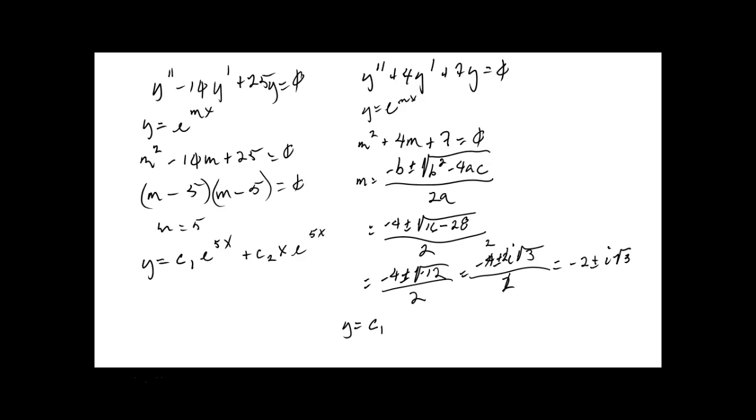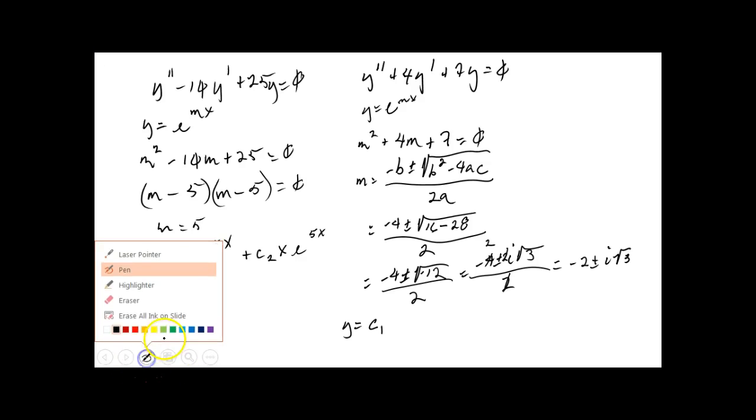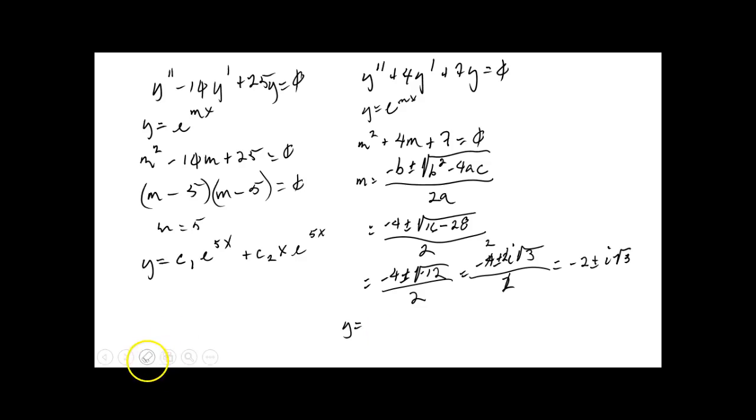Now let's see. I like to think of it this way. Here's my real part. M1 is equal to minus 2 plus I root 3, and M2 is equal to minus 2 minus I root 3. You don't have to do that, but if it helps you, do it. The real part of that is minus 2, right? Well, the real part would then be e to the minus 2x. That comes out front. That is your alpha here, the minus 2.